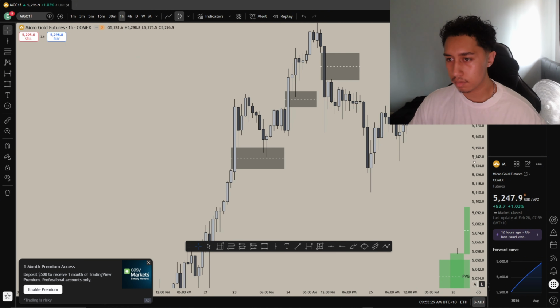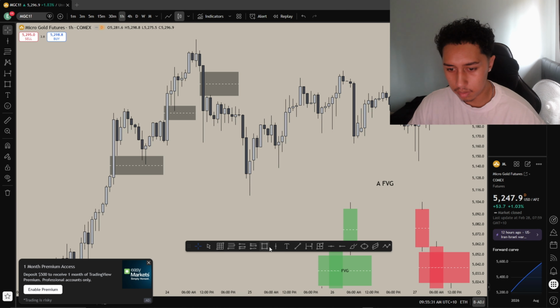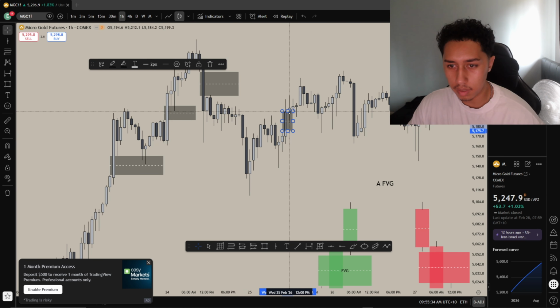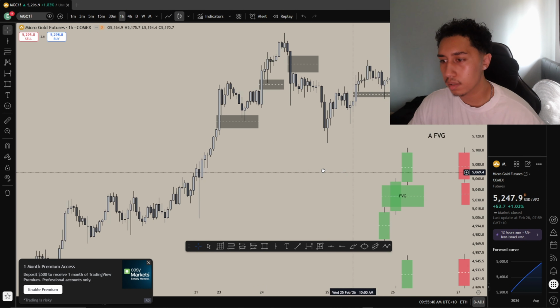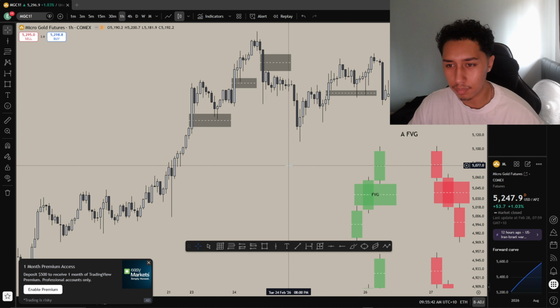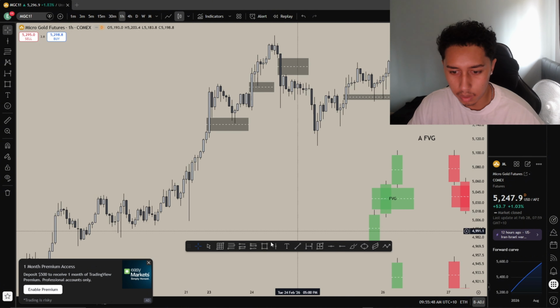All right, fair value gaps. It's just gaps, okay? I don't know how else to tell you. It's like the easiest thing to teach. The gap there. Now, there's one thing. With gaps, you don't really need to draw out every single gap. And I'll get onto why that is when I get onto liquidity.